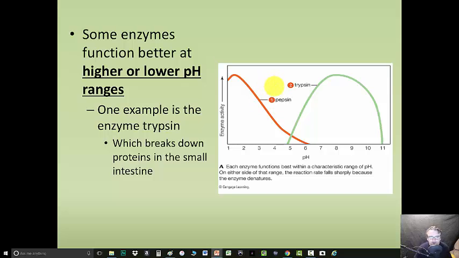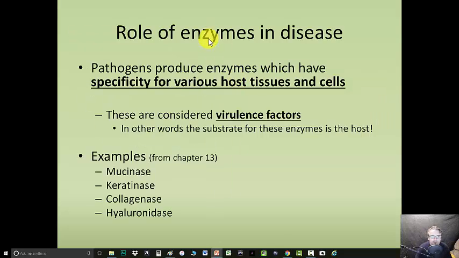The stomach, by the way, is incredibly acidic. We're looking at a substance that can almost eat through metal, and we carry that around in our stomach all the time. So it's amazing how acidic that really is.